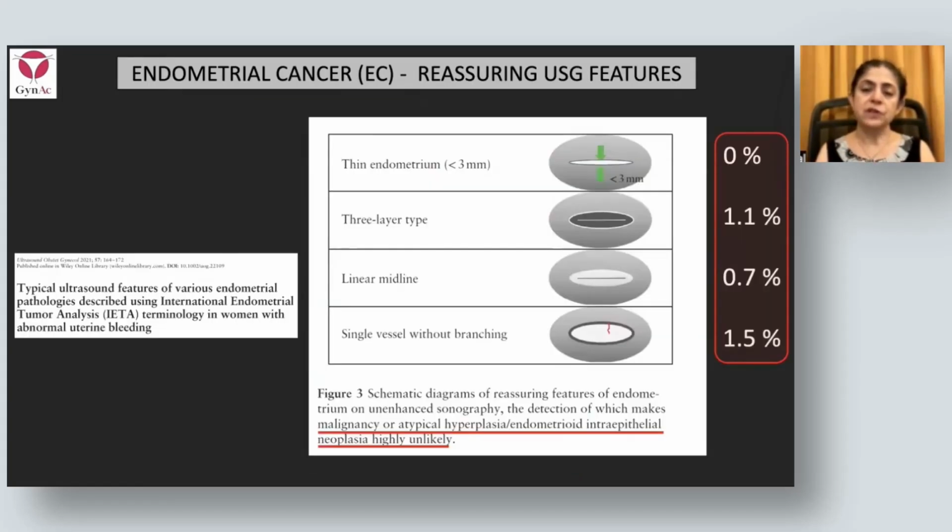So far, what we've seen is features that suggest that this patient may have a malignancy, but there are certain features that tell us that the patient is unlikely to have an endometrial malignancy. And in this particular paper, they have shown that these particular features have a very low prevalence of endometrial malignancy or atypical hyperplasia. And these four features are a thin endometrium less than 3 millimeters, a 3-layer endometrial pattern, a linear midline, and a single vessel without branching.